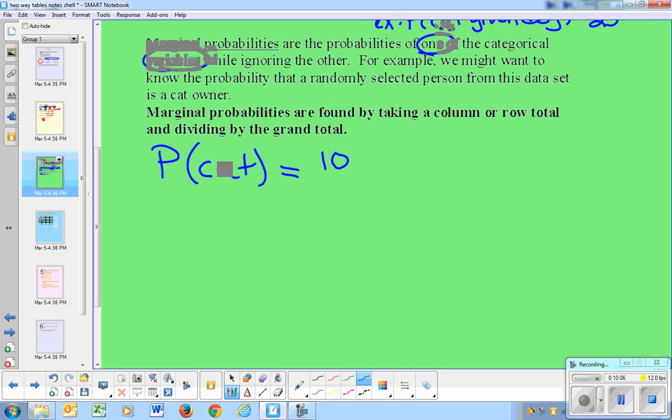Okay, that is a marginal probability. The 10 and the 32 were both numbers from the margins. This is a question that doesn't mention the other variable. There's nothing said about dogs. So it's a marginal probability. Another one would be this.